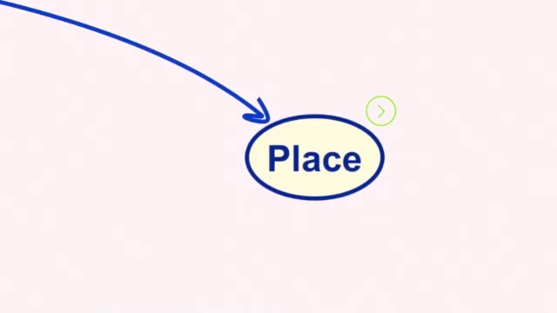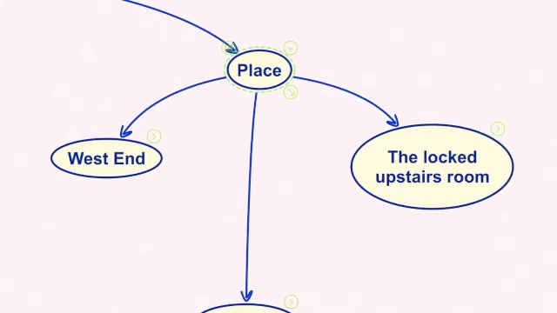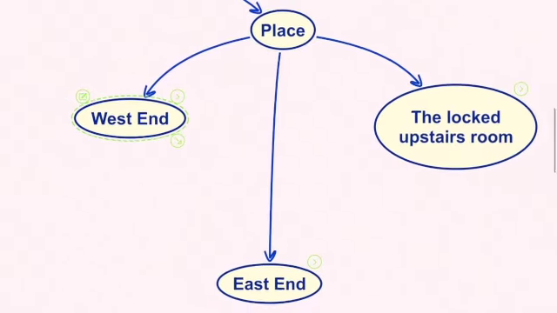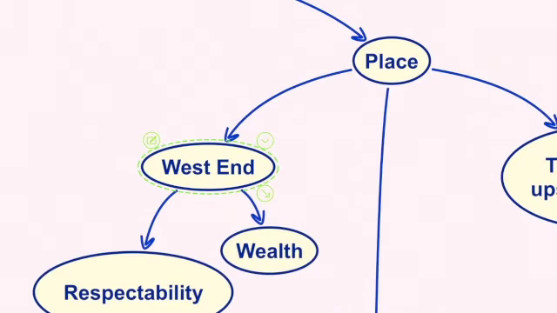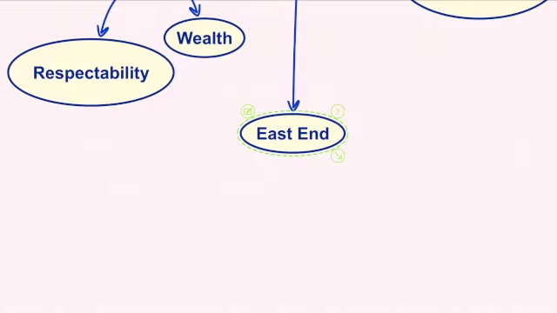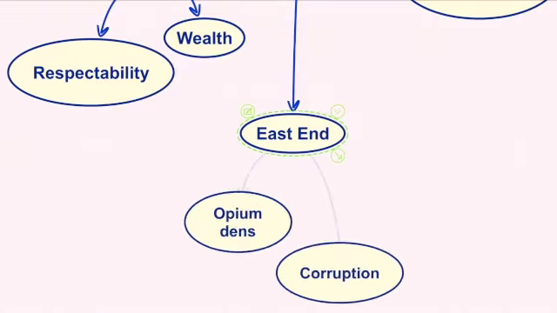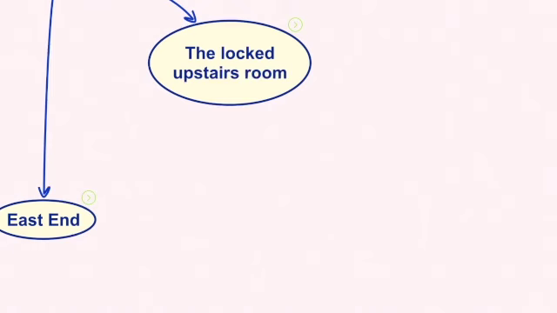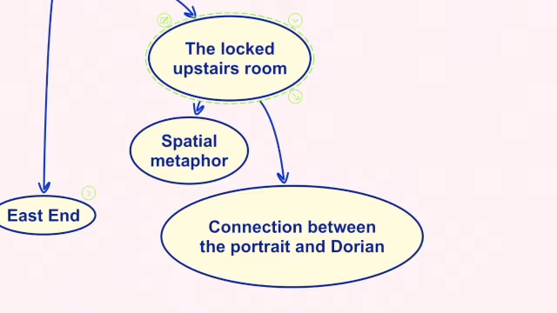Moving on to place. There are 3 locations and each one is morally distinct. The West End is the location of wealth and respectability. It's where Dorian performs and where he is seen and admired. The East End is the exact opposite. It's the location of the opium dens, the corruption, the anonymity. It's where the mask is off. The locked upstairs room is different from both. It's the location of the portrait, and it's the one place in the novel where the truth is stored.